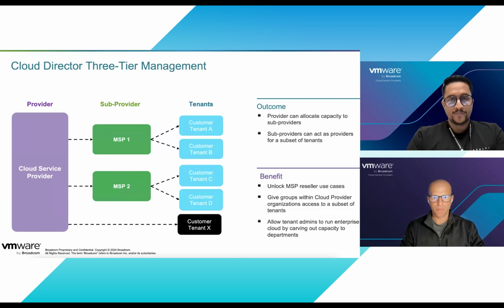Now, if you look at this feature from the enterprise customer perspective, within the same organization, I can have my main provider, and I can divide the sub-provider category into multiple departments like HR department, finance department, marketing department, and within those departments, they can have multiple teams called the tenants. This is how I can now carve out the resources within VMware Cloud Director in 3 layers when needed.